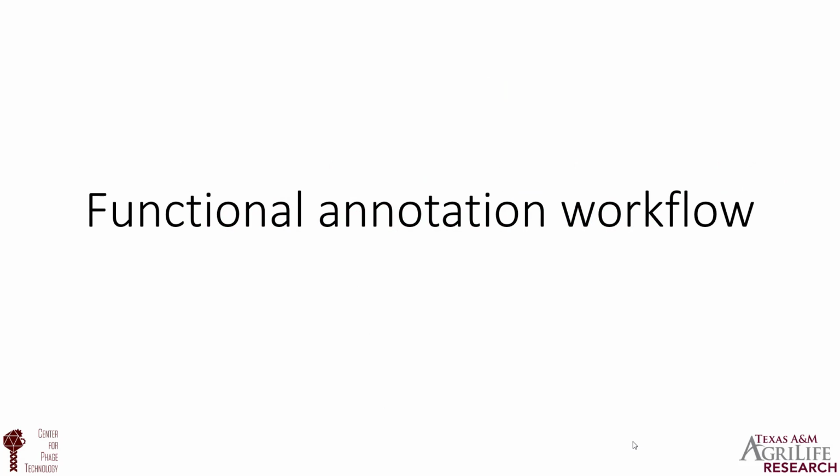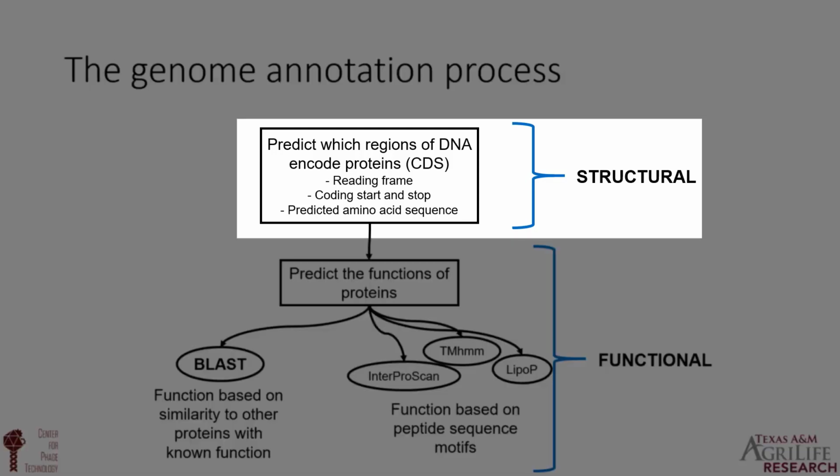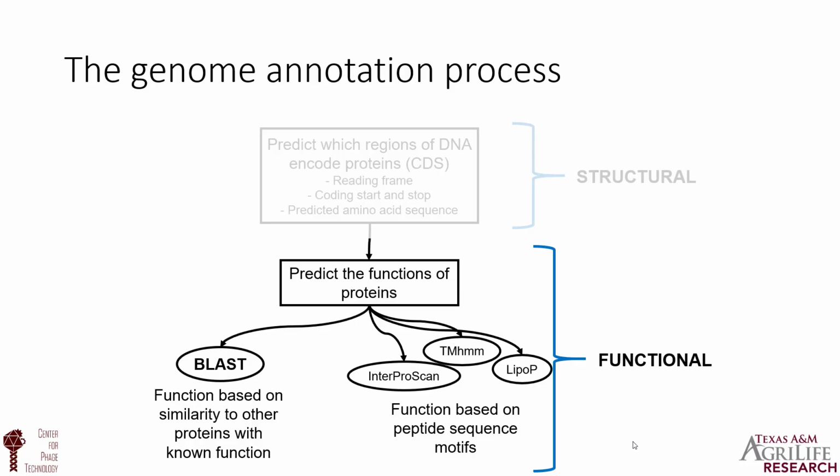The functional annotation workflow. The CPT's phage genome annotation process divides the annotation into two major steps. First, structural annotation will predict the locations of protein-coding genes, tRNAs, and transcriptional terminators. The functional workflow analyzes the protein-coding genes identified during structural annotation to determine their function by a combination of similarity and conserved domain searches. In this talk, we're just going to be talking about the second part of this process, which is functional annotation of protein-coding genes.